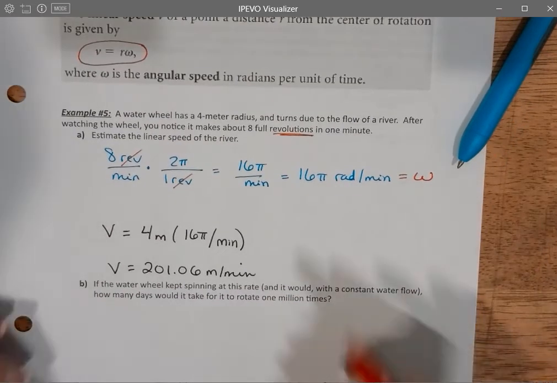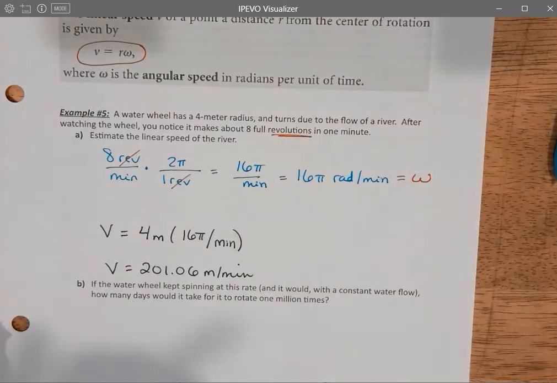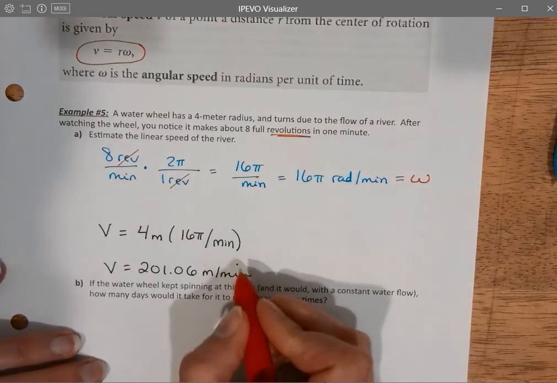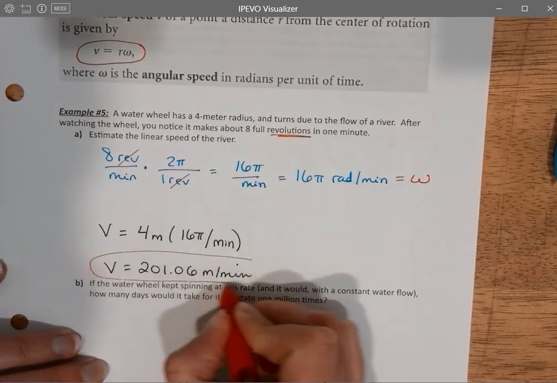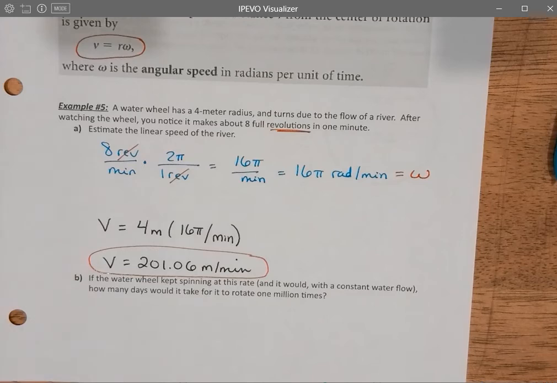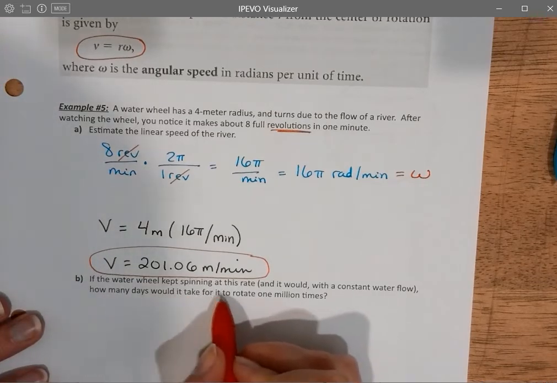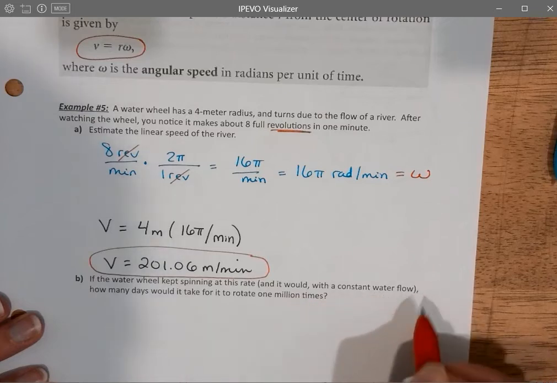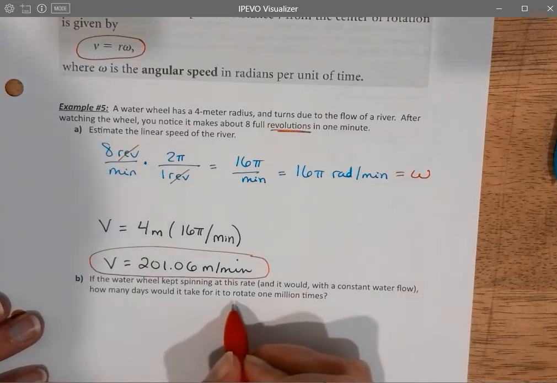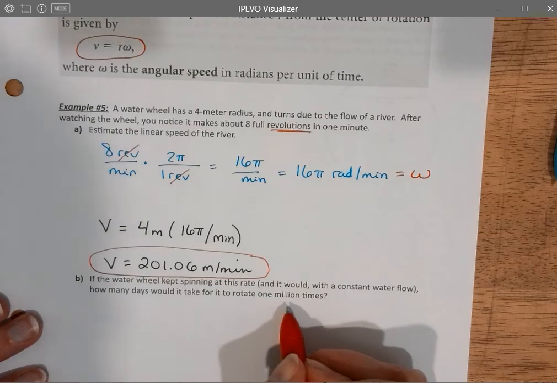So I took something that was angular speed in revolutions per minute, made it radians per minute, then I was able to convert it back into its linear speed component. Cool. So in part B, if the water wheel kept spinning at this rate, and it would with a constant water flow, how many days would it take for it to rotate 1 million times?